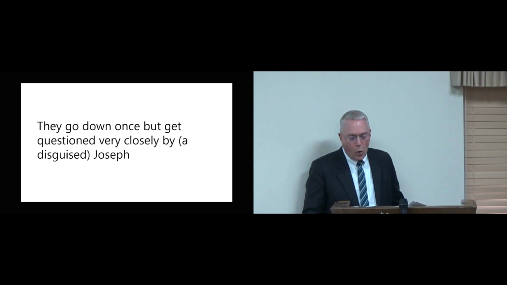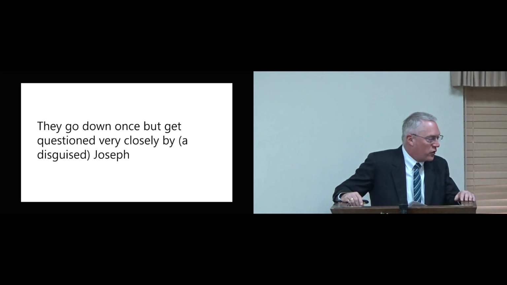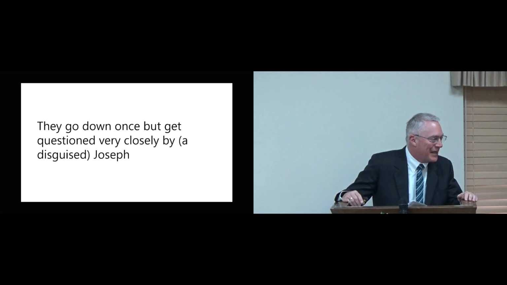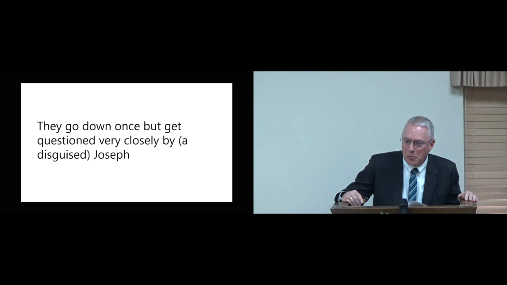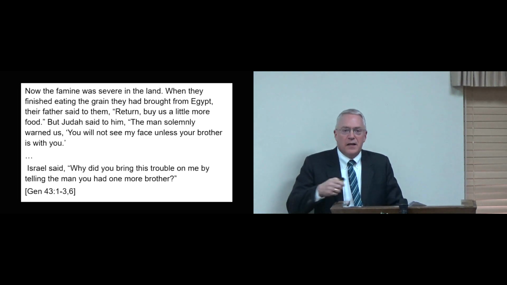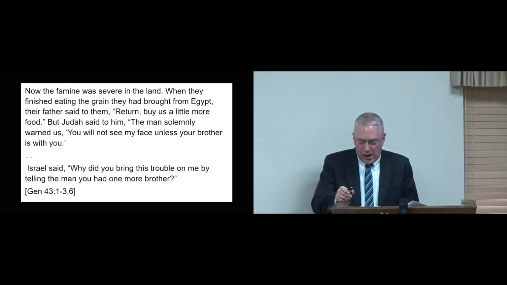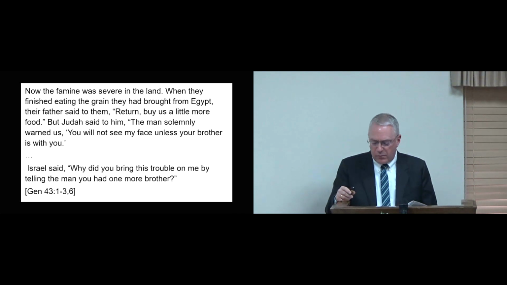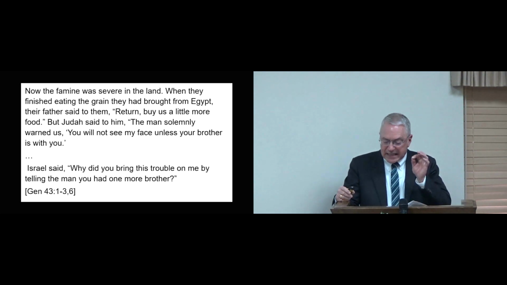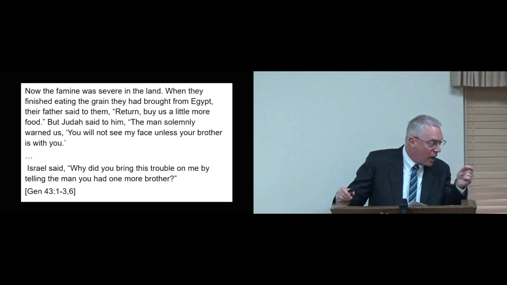So they go down once, but they get discovered by Joseph, who, under disguise, questions them very closely about their father and their other brother who didn't come along on the trip. Now, the famine was severe in the land. When they finished eating the grain they had bought from Egypt, their father said to them, "Return, buy us a little more food." But Judah said to him, "The man solemnly warned us, 'You will not see my face unless your brother is with you.'"